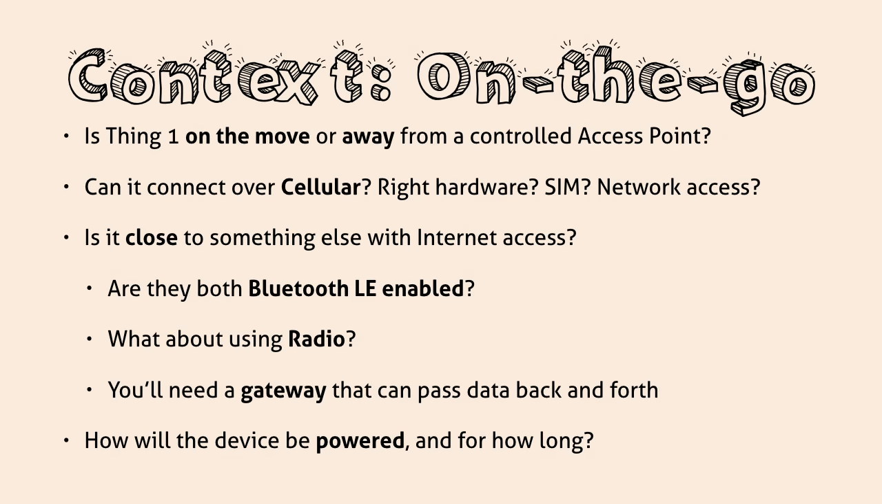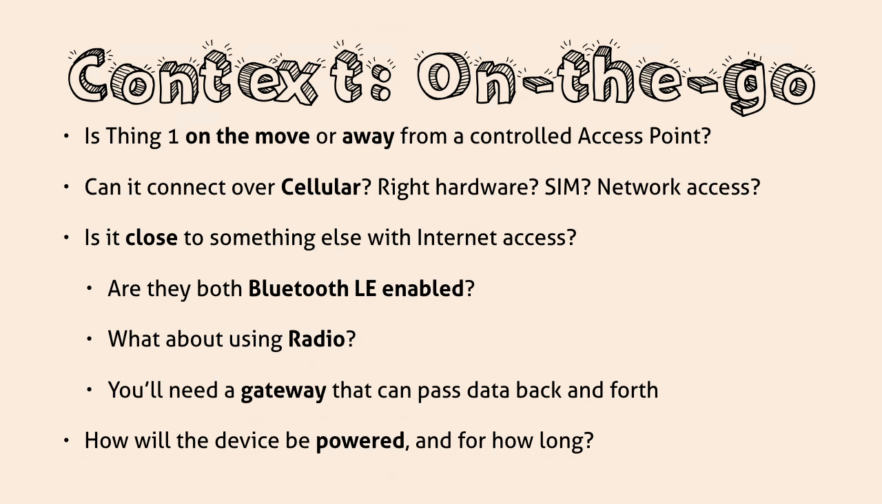So the first context I want to talk about is on the go. Is thing one away from a controlled access point? So let's say I'm on the go, but I've got my phone with me. Can I use my phone's internet connection, which is connected over cellular, to get data from my thing up to the internet? The answer is yes, I can. I will show you now.